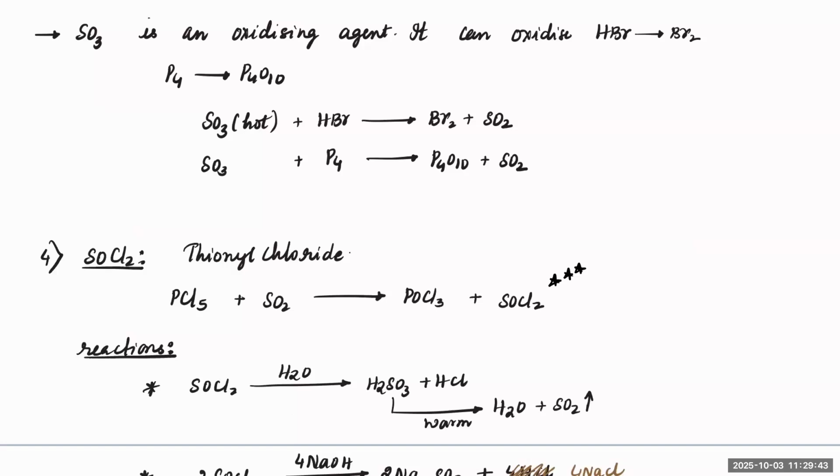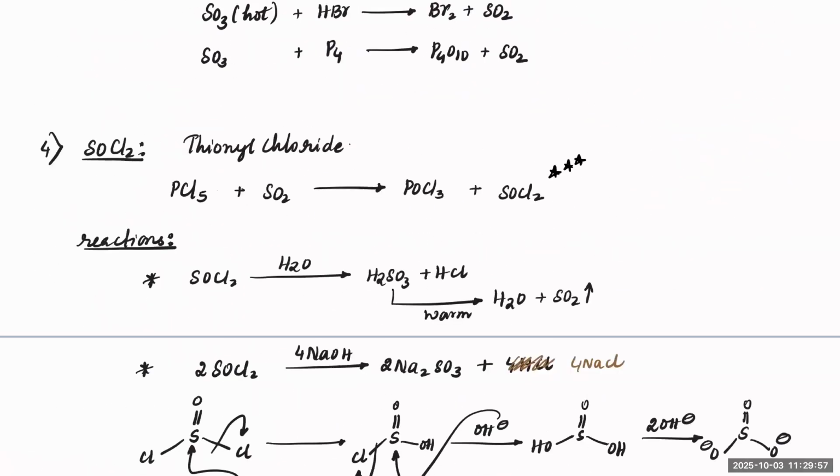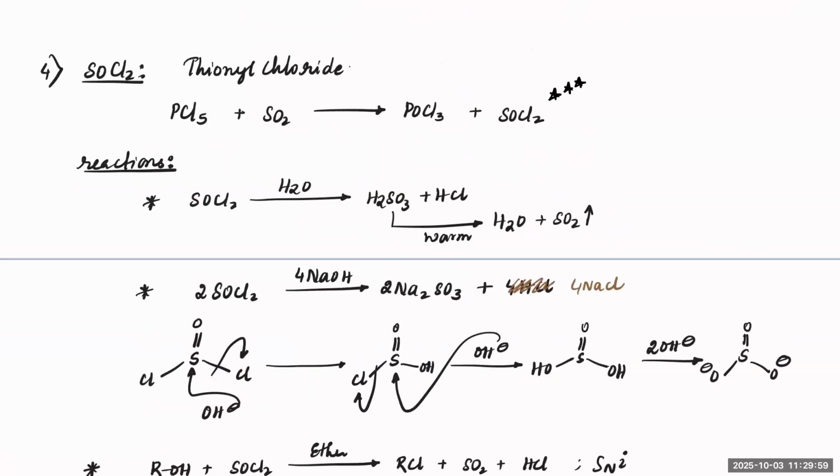SO3 is an oxidizing agent. It can oxidize HBr to Br2. So HBr is converting into Br2. The same happens with HI also. Phosphorus can get oxidized to P4O10 as well. So these are basic reactions that you might need to know.